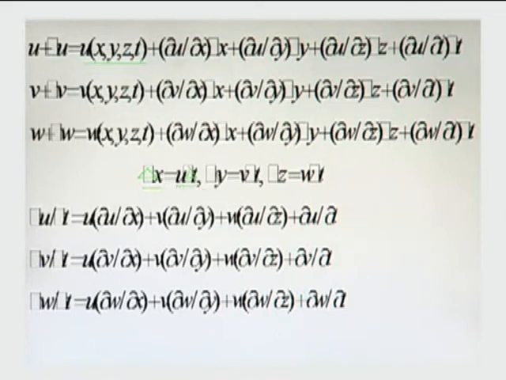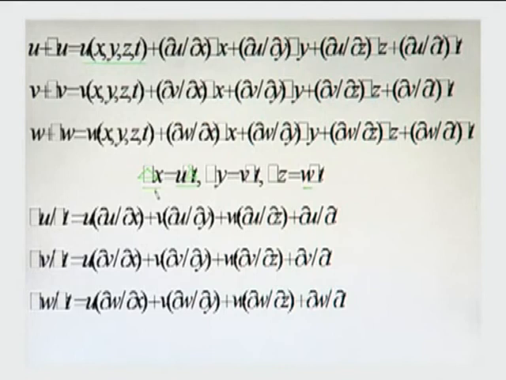Similarly, what happens to delta y? Delta y is equal to velocity multiplied by time. So delta y is equal to v, the velocity in y direction, into delta t. Similarly, delta z is the distance in the z direction, which is equal to the velocity in z direction, which is w, multiplied by time, delta t. So w into delta t.